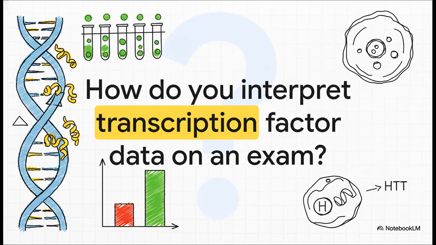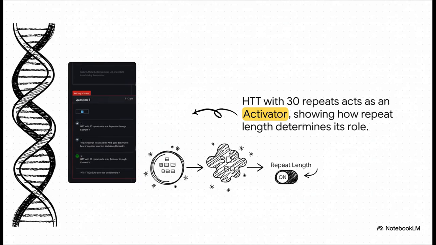So you're almost guaranteed to see questions that ask you to interpret some experimental data. For instance, you might get a question about a protein like the Huntington protein, HTT, and you'll have to figure out its function based on the results of an experiment they show you. This is a fantastic example. The key here is to only use the data they give you. You don't need to have memorized everything about the Huntington protein, you just need to look at the chart. If the bar for HTT with 30 repeats is really high, what does that mean? It means a lot of gene expression is happening. And what causes that? An activator. The answer is right there in the data.